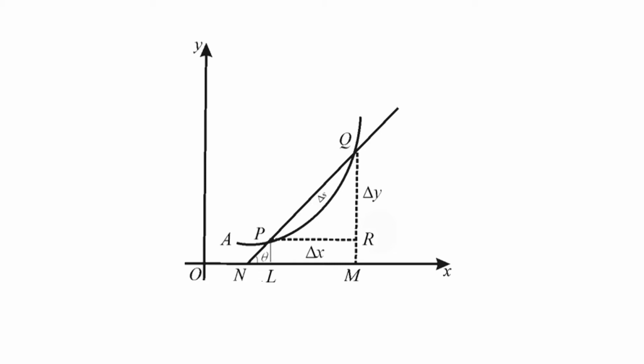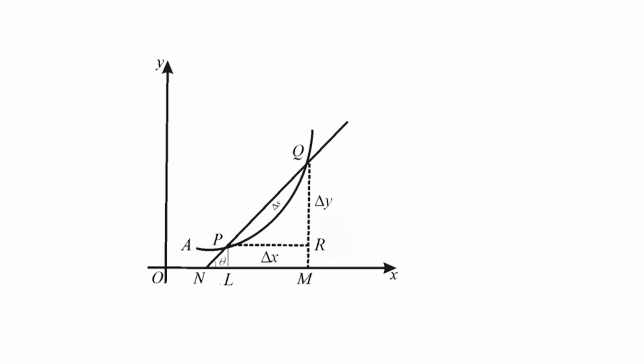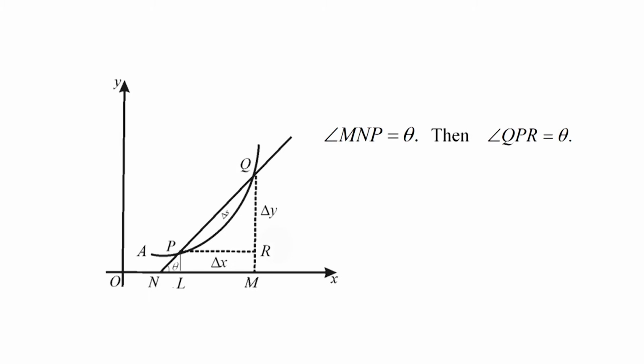Draw PL and QM perpendicular to the x axis and draw PR perpendicular to the line segment QM. Let the line QP meet the x axis at N and let angle MNP be equal to theta. Then angle QPR is equal to theta. Let PR be equal to delta x and QR be equal to delta y.